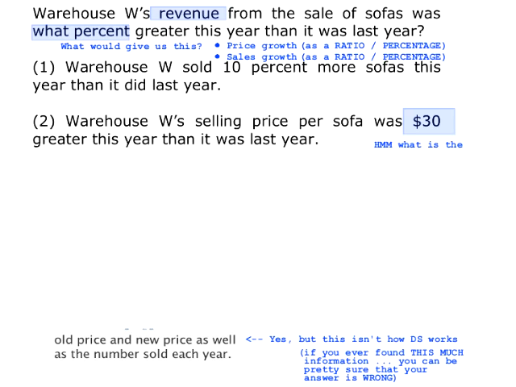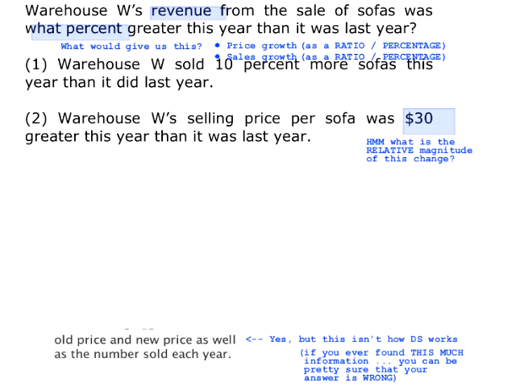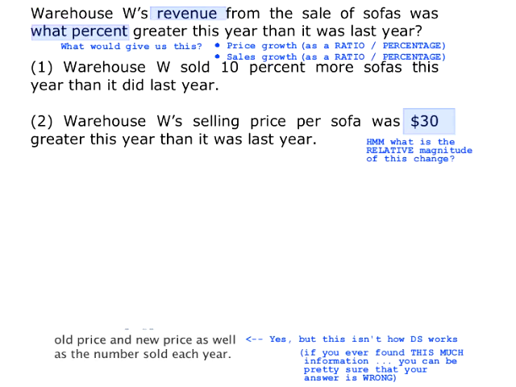What is the relative magnitude of this change? Those are big words, but meaning like if a sofa right now already costs like $2,000, then this is really not that much of a big deal. But if a sofa is $50, then of course this is a giant change. So intuitively, you might figure out that this is going to have an ambiguous meaning depending on how much the original price was. But we can organize it.